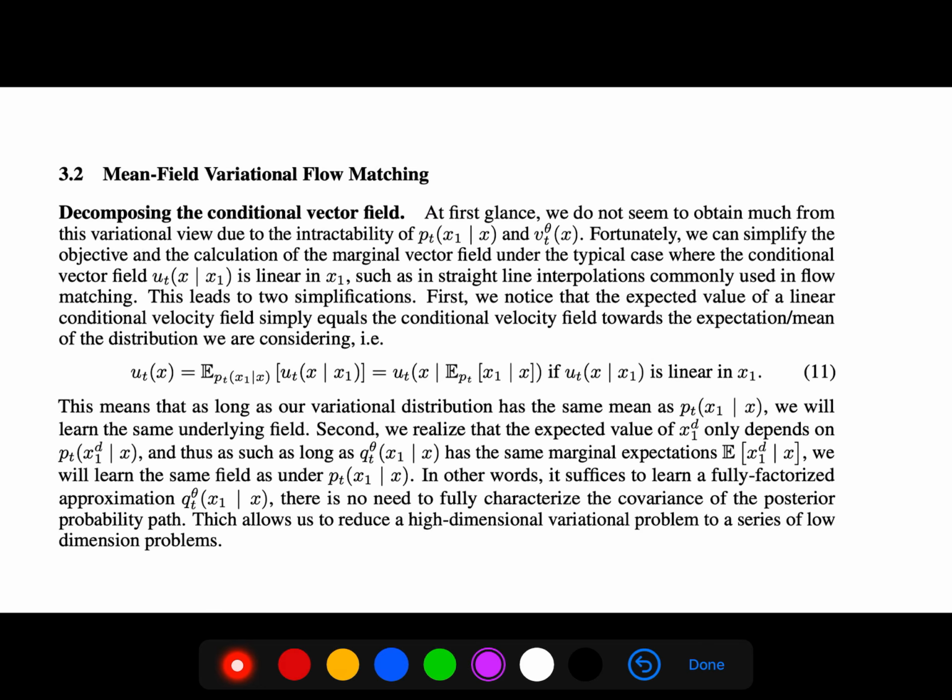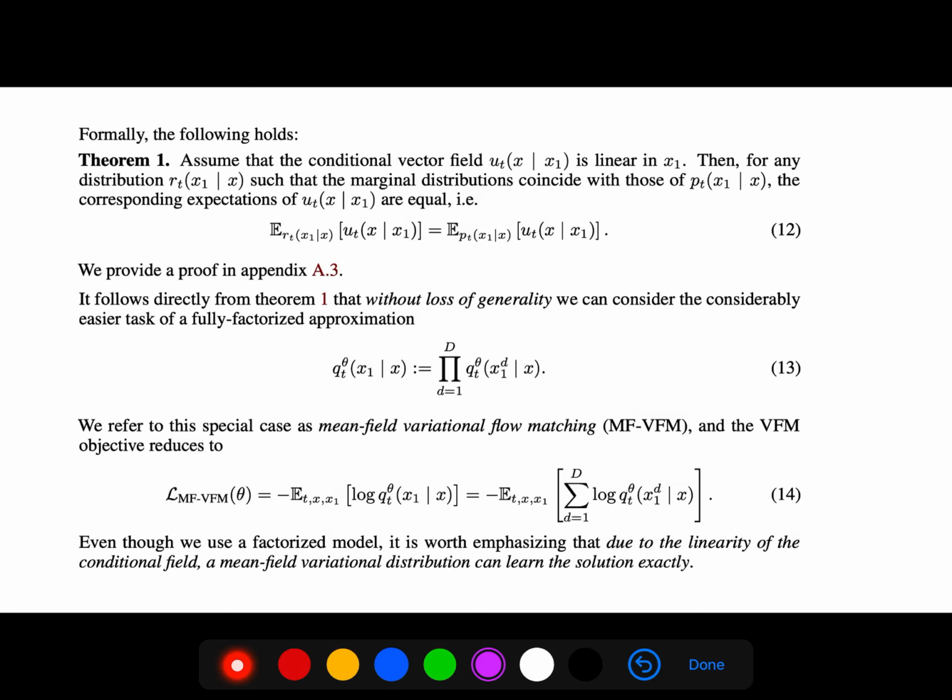So we do not seem to obtain much from this variational view due to the intractability of x1 conditioned on x. So we can simplify the objective under the typical case where the conditional vector field is linear, such as a straight line interpolation commonly used in flow matching. First, we notice that the expected value of linear conditional velocity fields simply equals the conditional velocity field toward the expectation, and they proved it.